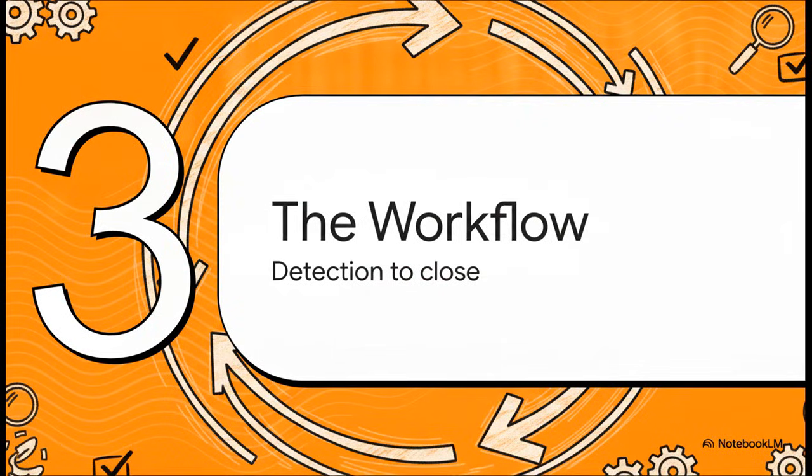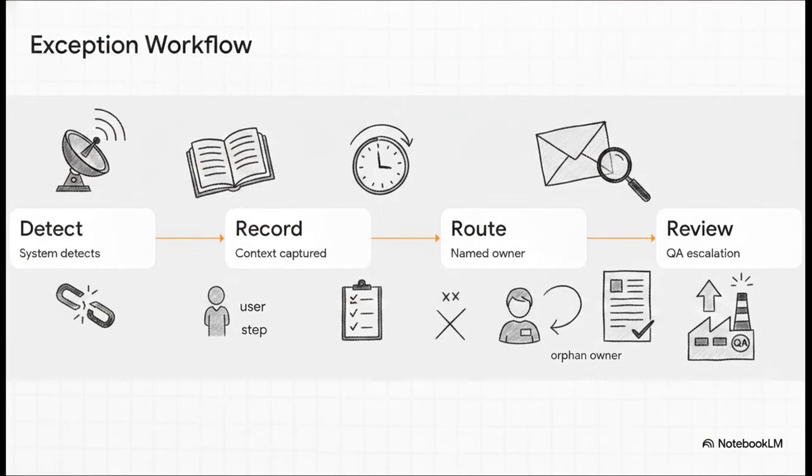Okay, Section 3, the exception workflow. Let's look at how this builds from the initial system flag right the way through to final resolution. When an event occurs, the system doesn't just sit there silently. It detects the departure the moment it happens and automatically opens a discrete record. It captures all that contemporaneous context. We're talking the timestamp, the user, the specific step, and the exact rule that was triggered.